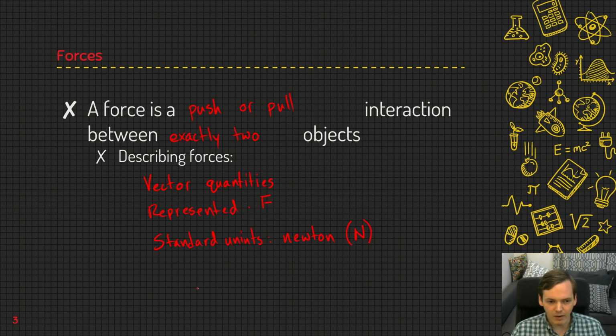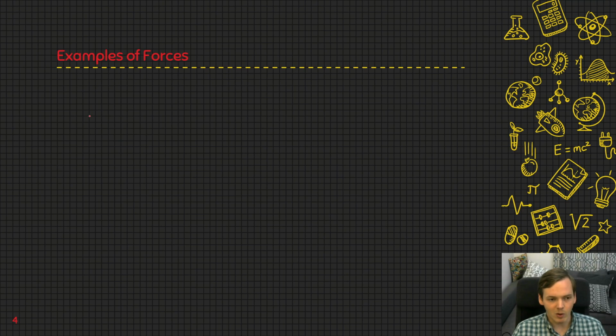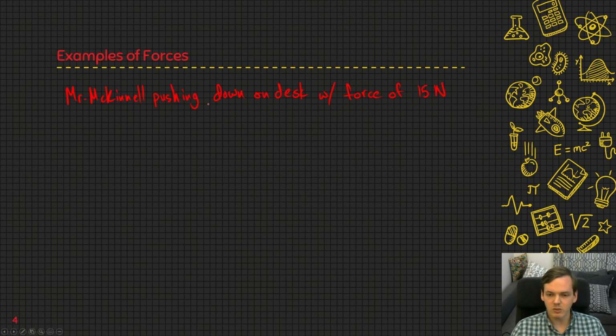So you might have, as an example, Mr. McKinnell pushing down on desk with a force of 15 newtons. So you'll notice it's two objects, Mr. McKinnell and the desk. It's got the direction and the magnitude, and it's a push interaction. So this is an example of force. You can see all that stuff there.